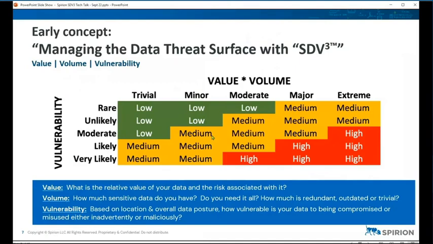So with the value, how much of that value of the data is? How do we quantify that value? How much of that data do you have? Do you need it? Is it redundant? Can we get rid of that data? And of course, the vulnerability, based on location, where it is, what data posture you have on it, how vulnerable is that really? There's a great example of the CEO's laptop versus an air-gapped file server. Those are very extreme examples, but that's the idea we were looking at.